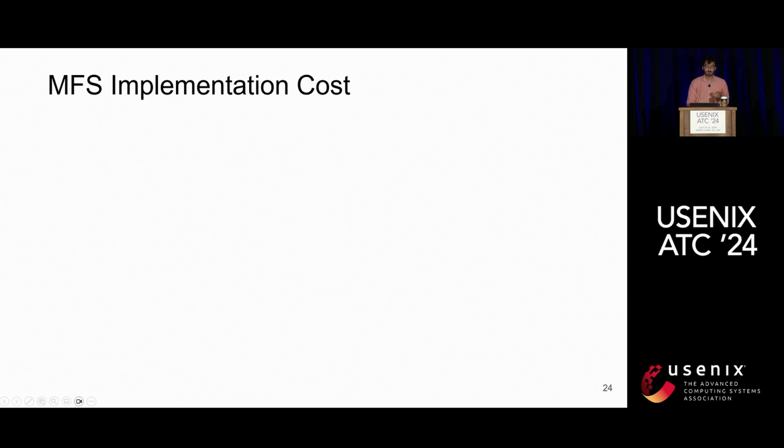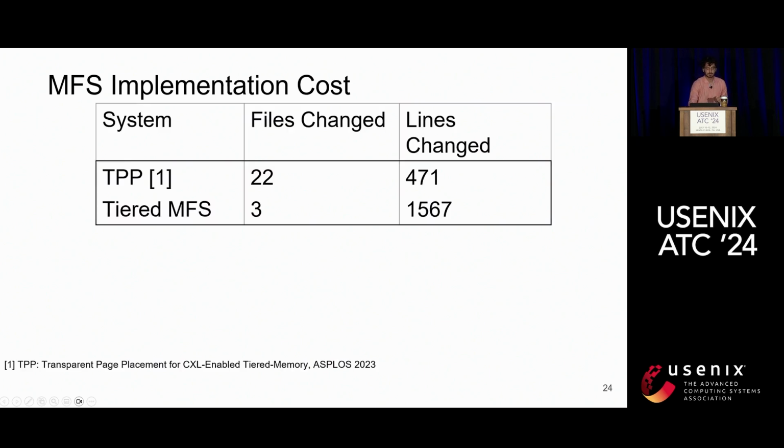So does implementing memory managers as MFSs make them easier to write? It's hard to quantify exactly how easy it is to write code, so we will use the imprecise metric of number of files and lines changed as a proxy. To implement tiered memory, TPP modifies 22 different kernel files and modifies 471 lines of code. Our implementation of tiered MFS spans 3 independent files and is around 1,500 lines of code.